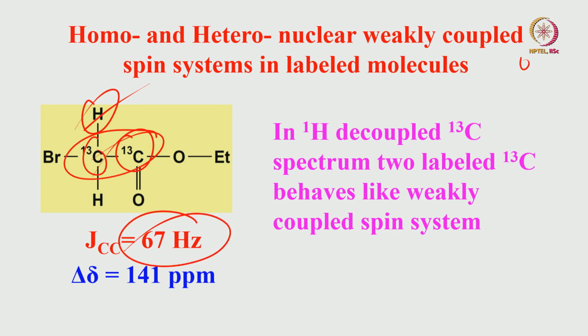Carbon-carbon coupling is 67 hertz, one bond, very large. But look at the chemical shift, 141 ppm. Even if you take, let us say, a 400 megahertz proton spectrometer, 100 megahertz is the resonating frequency of carbon. 100 into 141 is 14,100. Where is the chemical shift separation? And this is only 67. So it is weakly coupled. Even in a labeled system, homonuclear coupling is so small and chemical shift separation is so large that this can be a weakly coupled spin system.